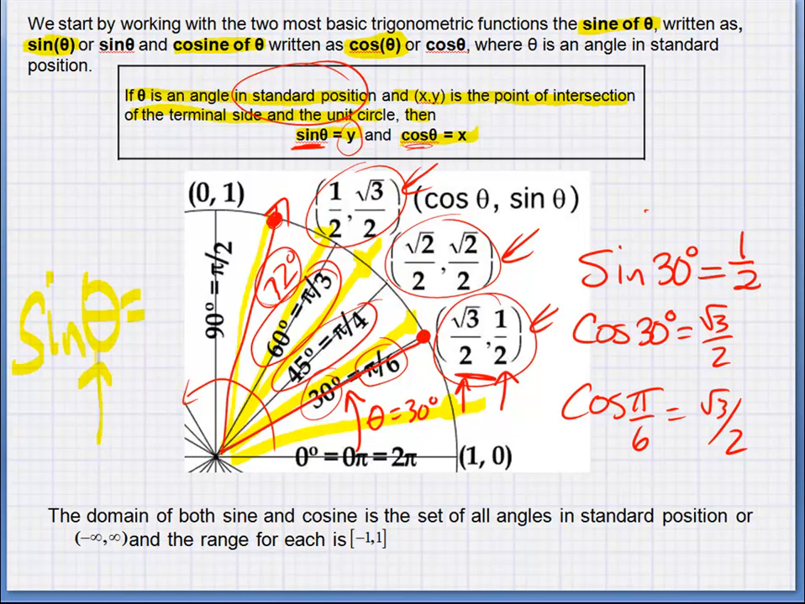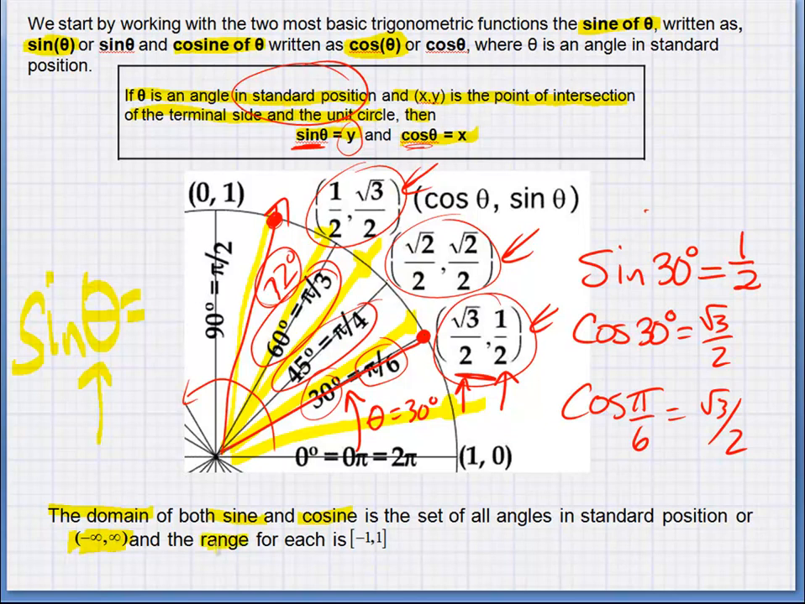In any rotation, positive, negative, doesn't matter, will always give me an answer. If that's the case, then the domain for the sine function should be all real numbers, negative infinity to positive infinity. Same thing for cosine, because you'll always get an x-coordinate as well. So the domain for cosine is all real numbers, or negative infinity to positive infinity, which means you can take anything and plug it into the sine or the cosine.